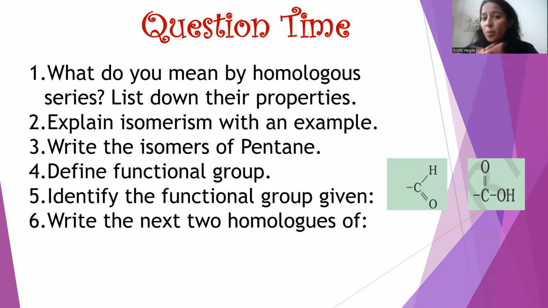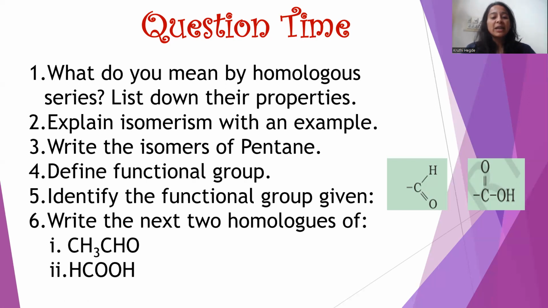Write the next two homologs. I have given the first member of a homologous series, and you should write the next two homologs. That means for a given carbon compound, you need to add CH2, and then you will get the next homolog. For the homolog you got, you need to add CH2 again. So CH3CHO, write the next homolog. Second one, HCOOH. Add CH2 to this and get two homologs. This is actually one of the important questions that will be asked in your examination.